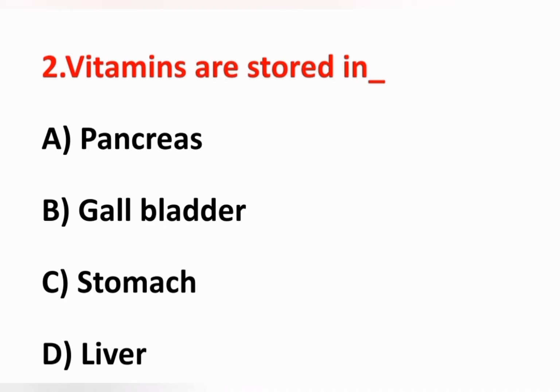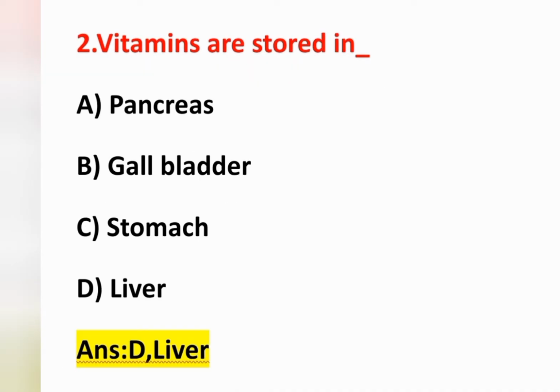Vitamins, mostly fat soluble vitamins, are stored in liver, fatty tissue and muscles. Water soluble vitamins are soluble in water and mostly stored for a shorter time, but fat soluble vitamins are stored in liver, fatty tissue and muscles. Here correct answer is option D, liver.